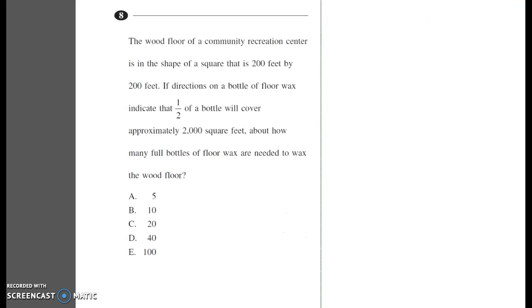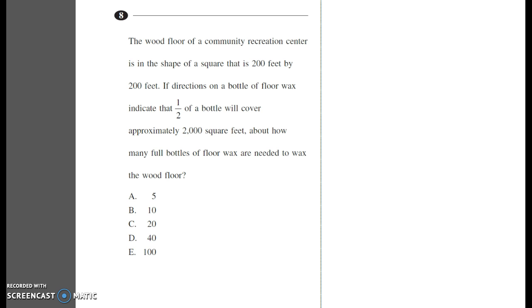Okay? Question number 8, I'm going to move right on, says the wood floor of a community recreation center is in the shape of a square that is 200 feet by 200 feet. If the directions on a bottle of floor wax indicate that half of a bottle will cover approximately 2,000 square feet, how many full bottles of floor wax are needed to wax the floor?